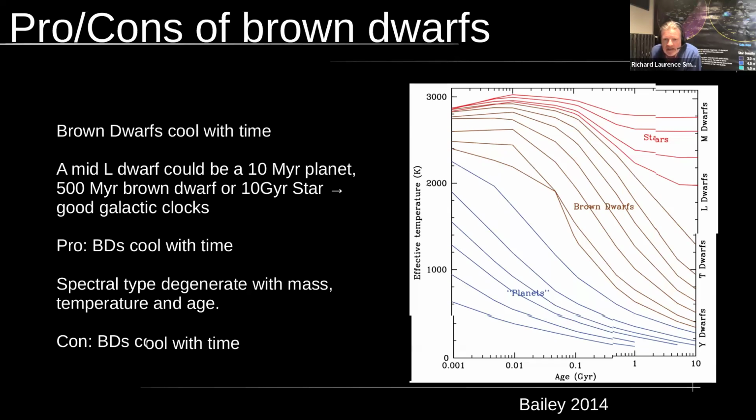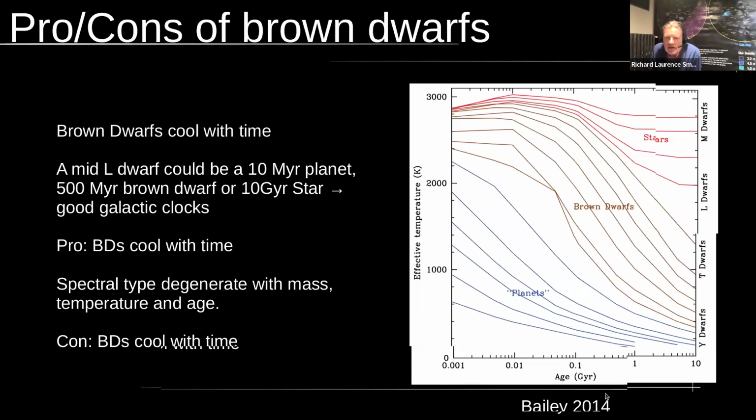So a mid-L dwarf, depending on how old it is, could be a planet, could be a brown dwarf, or could actually be a star. If you think about drawing a line directly from 2000 straight across, when it's very young, it could be a planet. We don't know; it depends on its mass. As you go around to 0.1 gigayears, it could be a brown dwarf, and if it's very old, then it is a star.